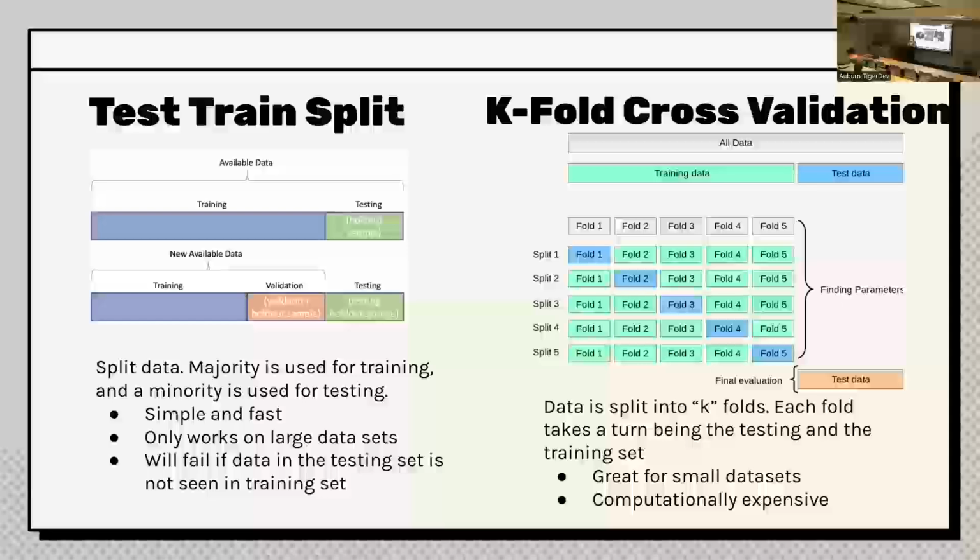The other method, and this is more commonly used for small data sets, is called K-fold cross-validation. What this one does is we're splitting our data into K folds, and K is just a number that we come up with. So maybe we'll split it into 4. We determine the number based off of a lot of graph theory.